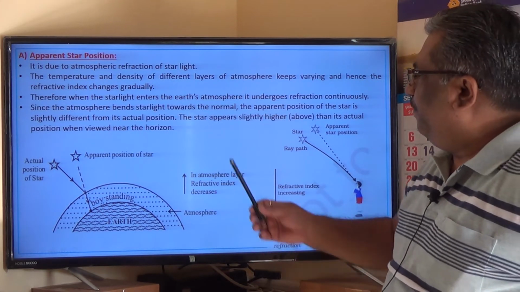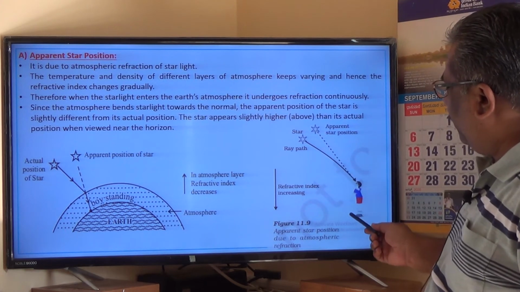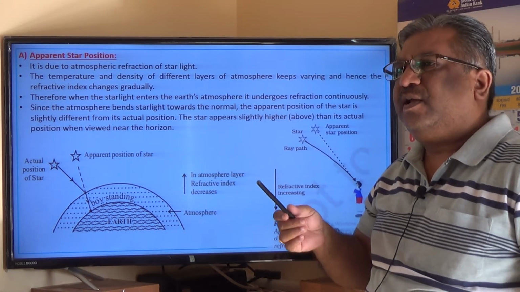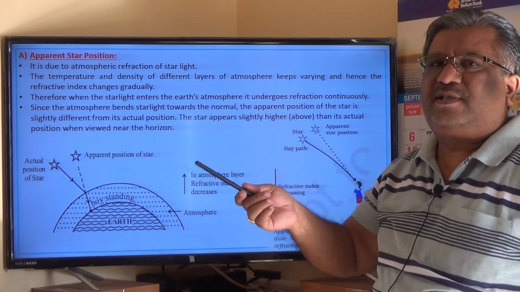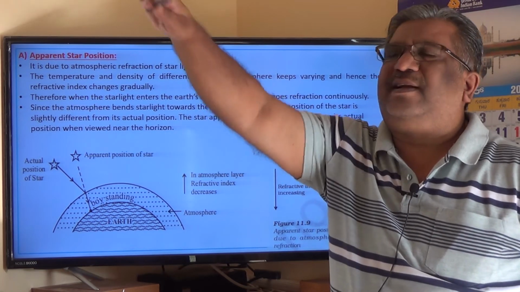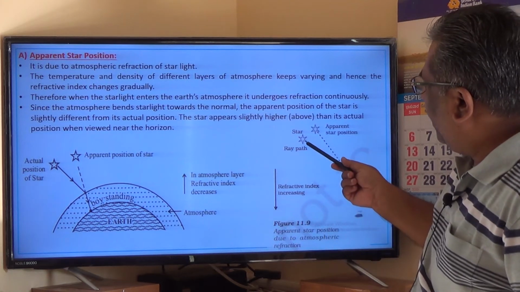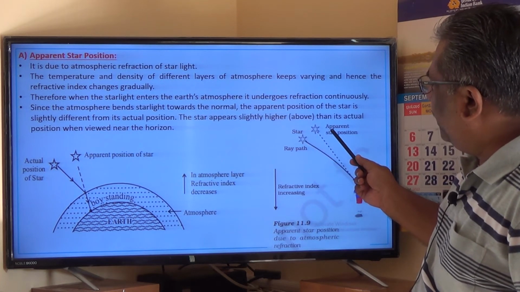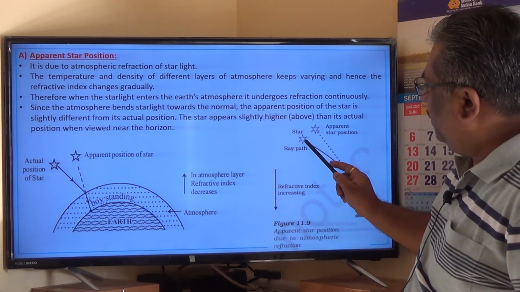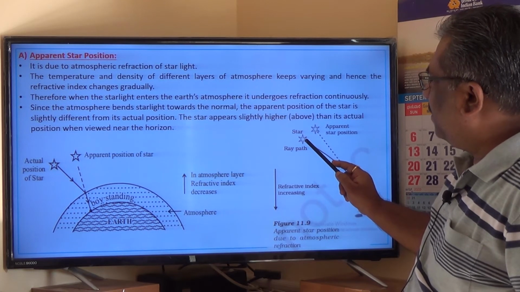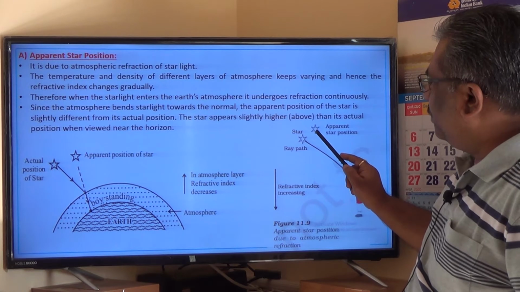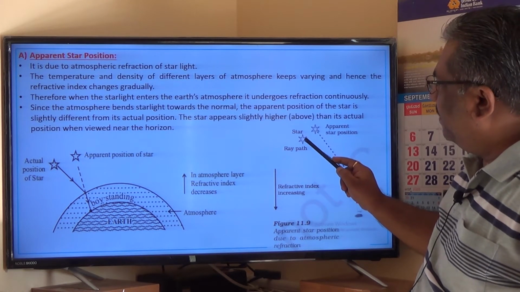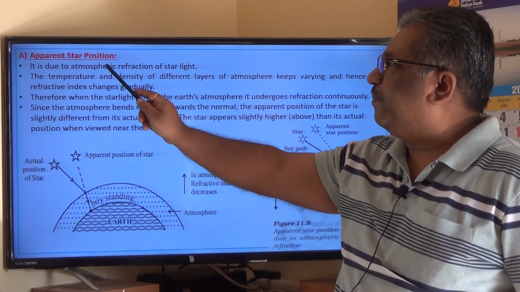Here, apparent star position. Very quickly, you can see this diagram. At the horizon or near the horizon means something like this. What is the horizon? It is a line where the sky appears to meet the earth's surface. So near the horizon means at a slant angle. When you look at the stars at the horizon, the actual position and the apparent position are different. This is the actual position, but the star appears to be over here, and therefore this is the apparent position. This apparent star position, which is slightly above or higher than the actual position of the star, is due to atmospheric refraction of starlight.